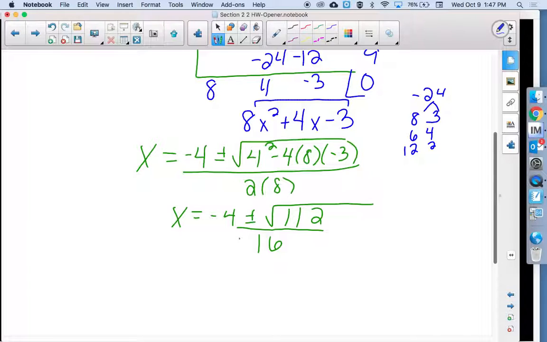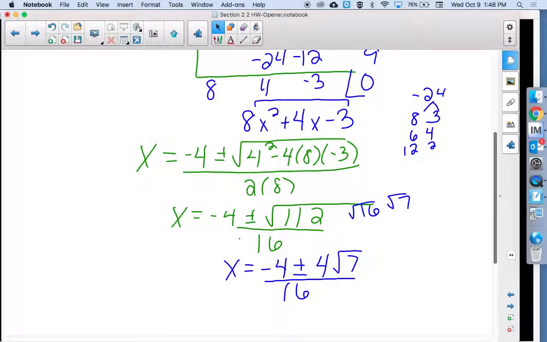Now, how would you break down 112? Don't do anything yet with the 16 on the bottom. You gotta break down 112. I need two numbers that divide into 112. One is a perfect square. Mackenzie. 16 and 7. So, negative 4 plus or minus the square root of 16 is 4. And then we have 16 on the bottom.